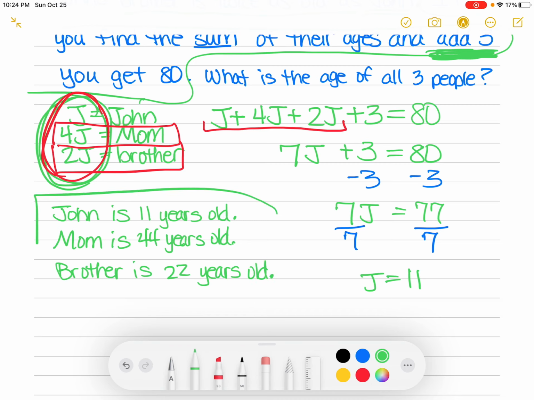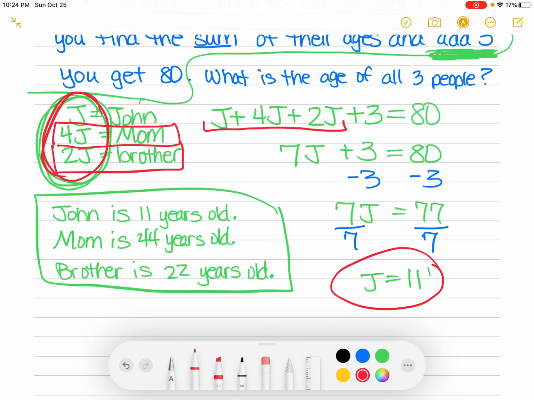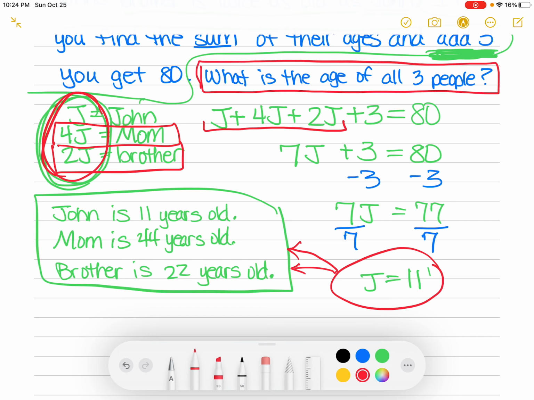And that is my answer for this problem. All of that, okay? Not just the J equals 11. Okay, so if you just wrote that down, you missed out on 2 of the other answers. So make sure that you read the problem and make sure that you look at what they're asking you for. Up here it says, what is the age of all 3 people?